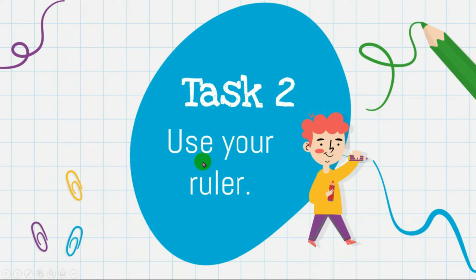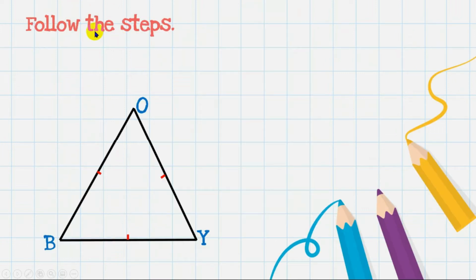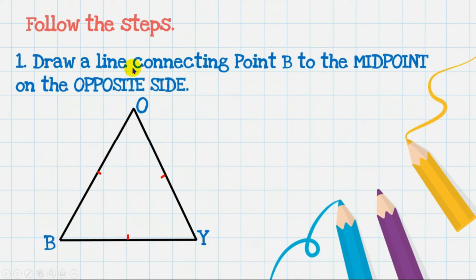So, this is just the continuation of the steps that we have to follow for us to proceed to the median of a triangle. Okay, so now, draw a line connecting point B to the midpoint on the opposite side. So, ang point B natin ay ito, at ang opposite side niya ay side OY. Again, we have to draw a line connecting point B to the midpoint. Yung midpoint natin, yung nilagyan natin ng palatandaan, kani-kanina lang. Let us draw the line.